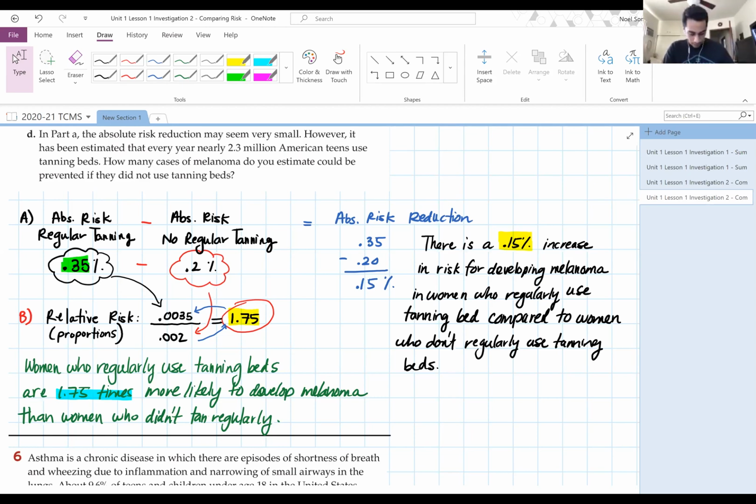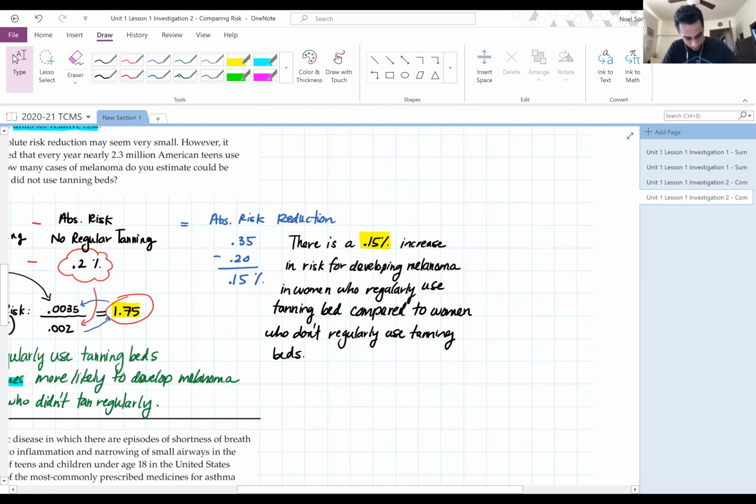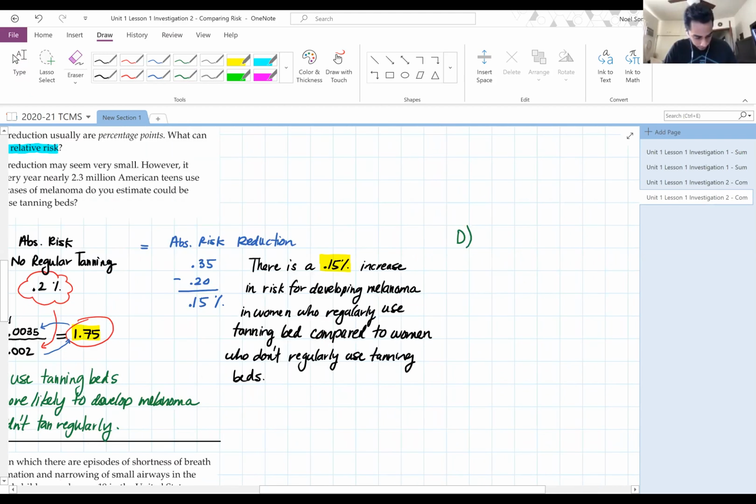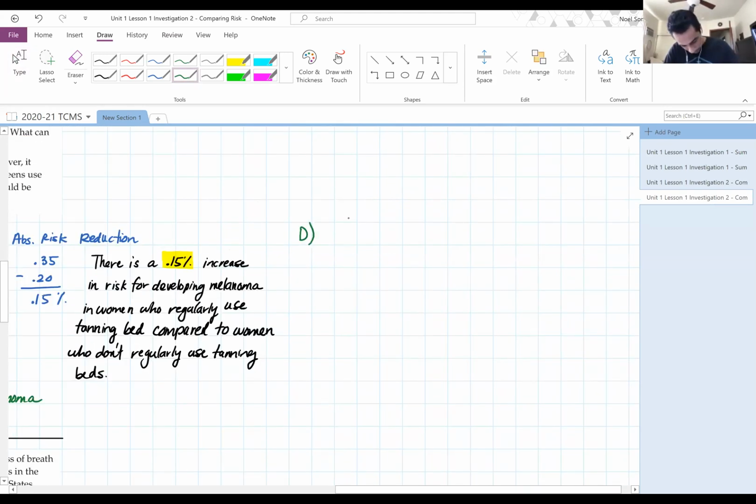All right, so let's take a look at how we could approach D. I know you might want to pull up what we did last time. You should have those notes available to you somehow. I'm just going to write over the information that we have. So we know that about 2.3 million teens utilize tanning beds.